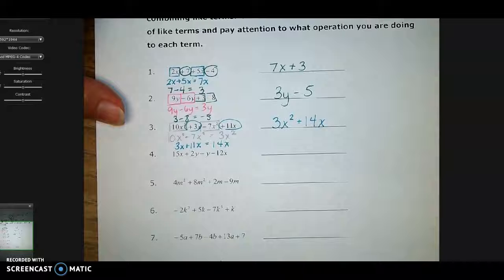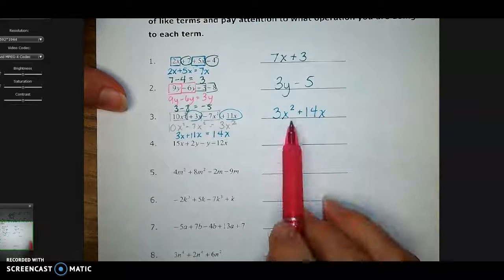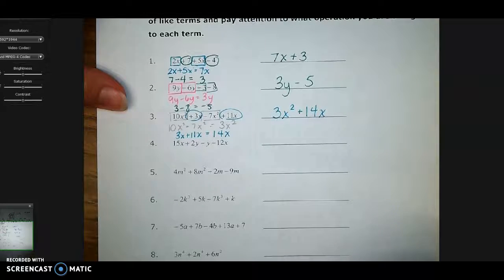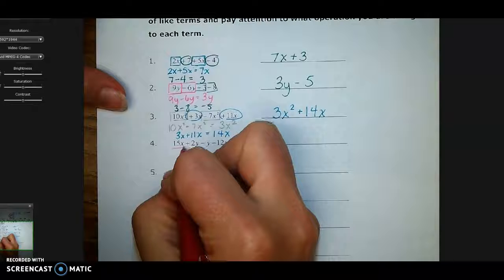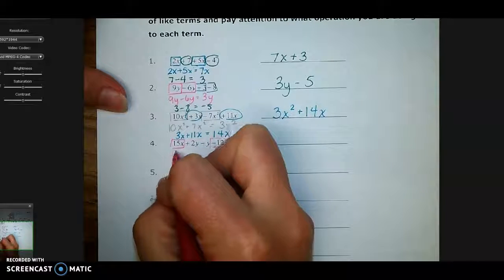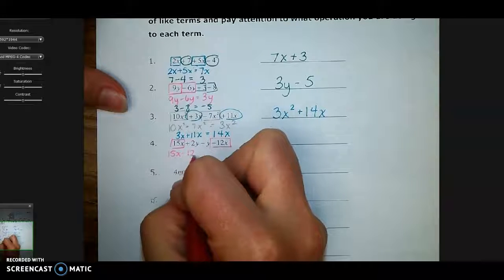You're like, but they both have x's. I want to combine them, but you don't. You cannot do that. They are not like terms because of that little exponent right there messing things up, so I cannot combine them. I then have 15x and a negative 12x, so 15x minus 12x.